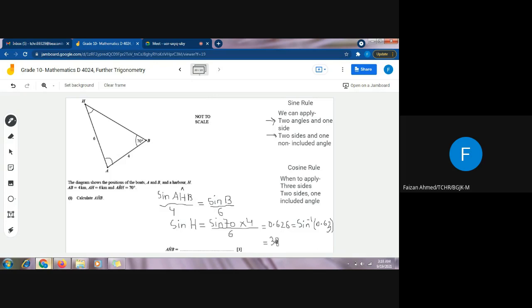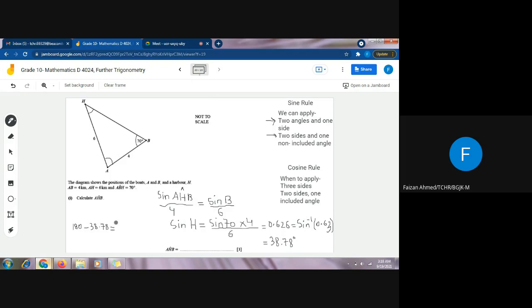Since I have got this answer from the sine rule, I have to check for the obtuse angle as well. This is coming out to be 38.78 degrees. For the obtuse angle, I just have to subtract it from 180 and look at the answer. So I have to subtract 38.78 from 180. Let me use my calculator for that. It is coming out to be 141.2.